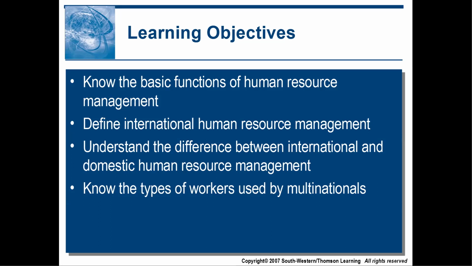Third, know the types of workers used by multinationals. We have already discussed that. There are basically three ways to get people to work in our organizations. Actually, the expatriate or parent country national approach is what we call the expatriate approach, when we hire a person from the home country. That particular approach we name as what?